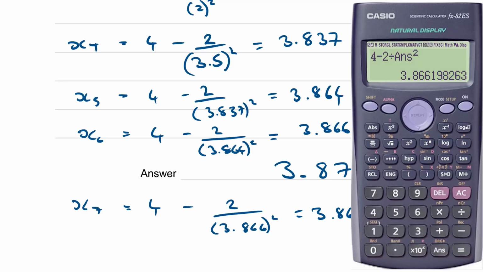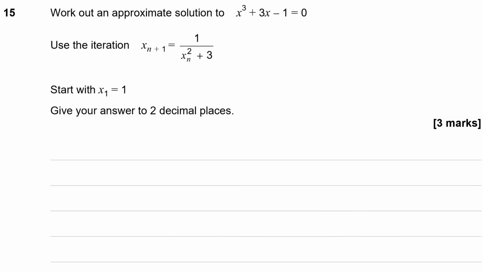That's 3.87. Question 15. Work out an approximate solution to x cubed plus 3x minus 1 equals 0 using iteration. So x_(n+1), the next term in x, is equal to 1 over x_n squared, the last term in x squared, plus 3. And we start with x1 is equal to 1. Okay, so with these iterative methods, we keep taking a value and resubstituting it back into the equation until the answer settles down and we get a solution.